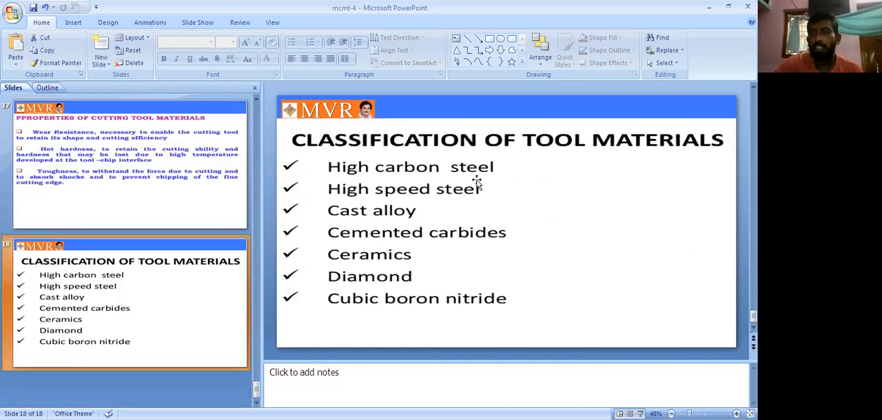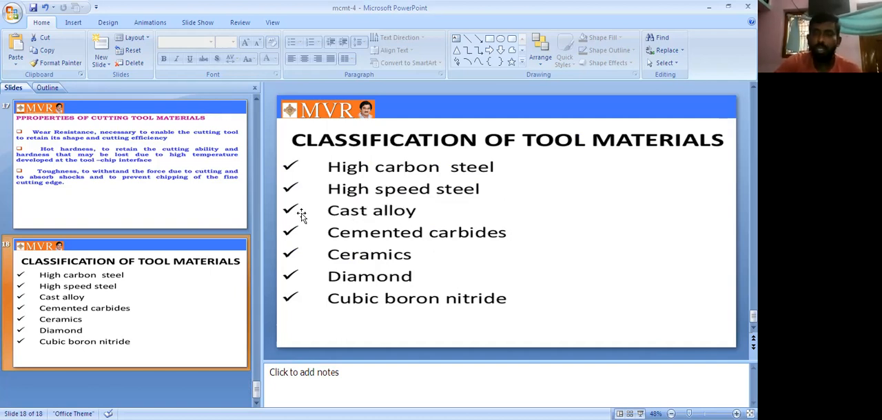So what is the classification of tool materials? Some of the classifications we can see are high carbon steel, high speed steel, cast alloys, cemented carbides, ceramics, diamond, and cubic boron nitride. So these are the classifications of the tool materials. So it is our today class.